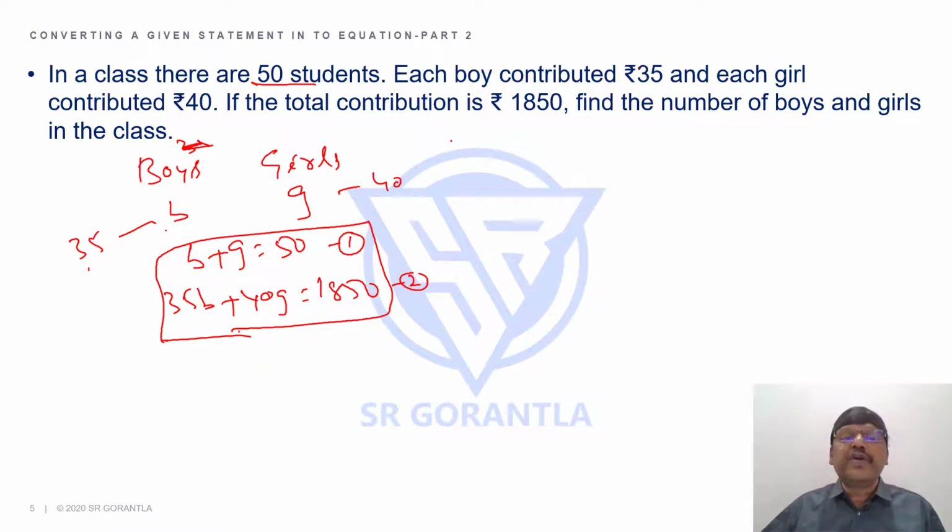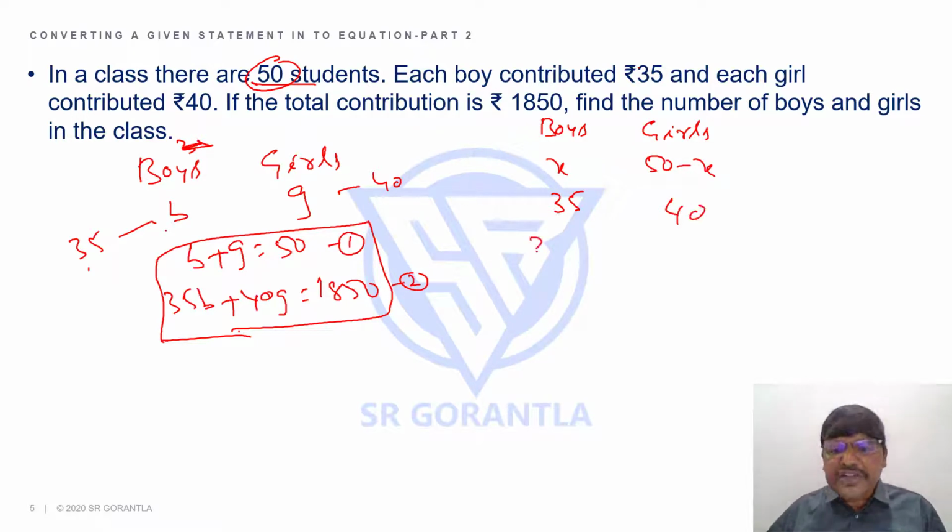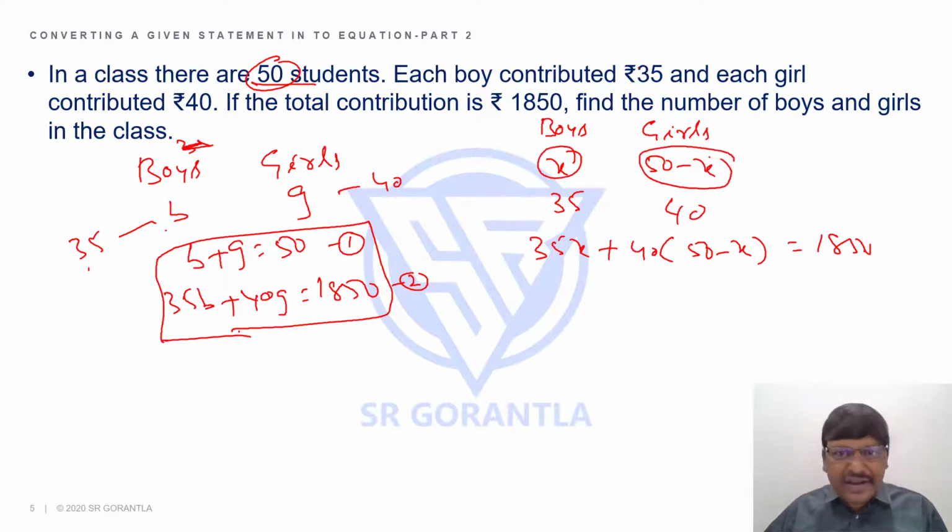Second approach: you want the number of boys and girls individually. If I say boys are X, girls are, total how many students are there? 50, so 50 minus X. Each boy contributed 35, each girl contributed 40, means what equation do we write? 35X plus 40 into (50 minus X) equals 1850. You get the X value, that is boys. From that you can find girls.